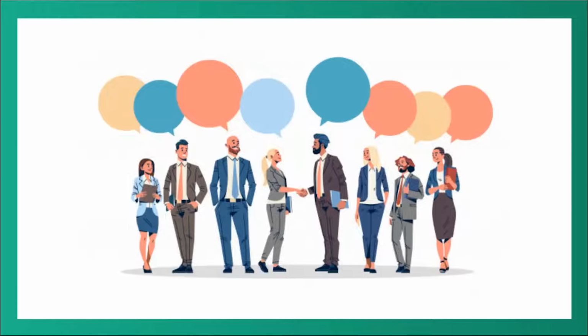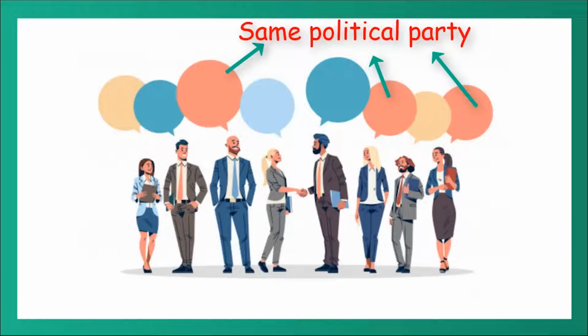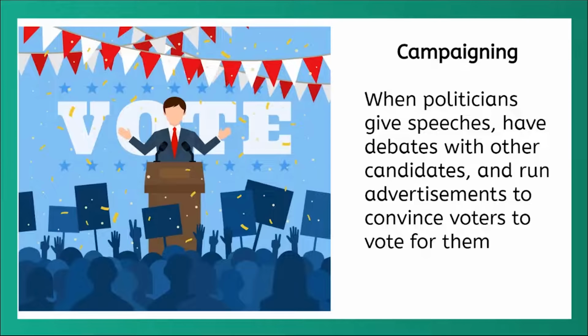There are many people who want to be the president of the United States. All of these people have different ideas about how the government should act and work. People with similar ideas tend to belong to the same political party. Any of these people can then start campaigning. Remember, campaigning is when a candidate gives speeches about their ideas, has debates with other candidates, and runs advertisements to convince voters to vote for them.